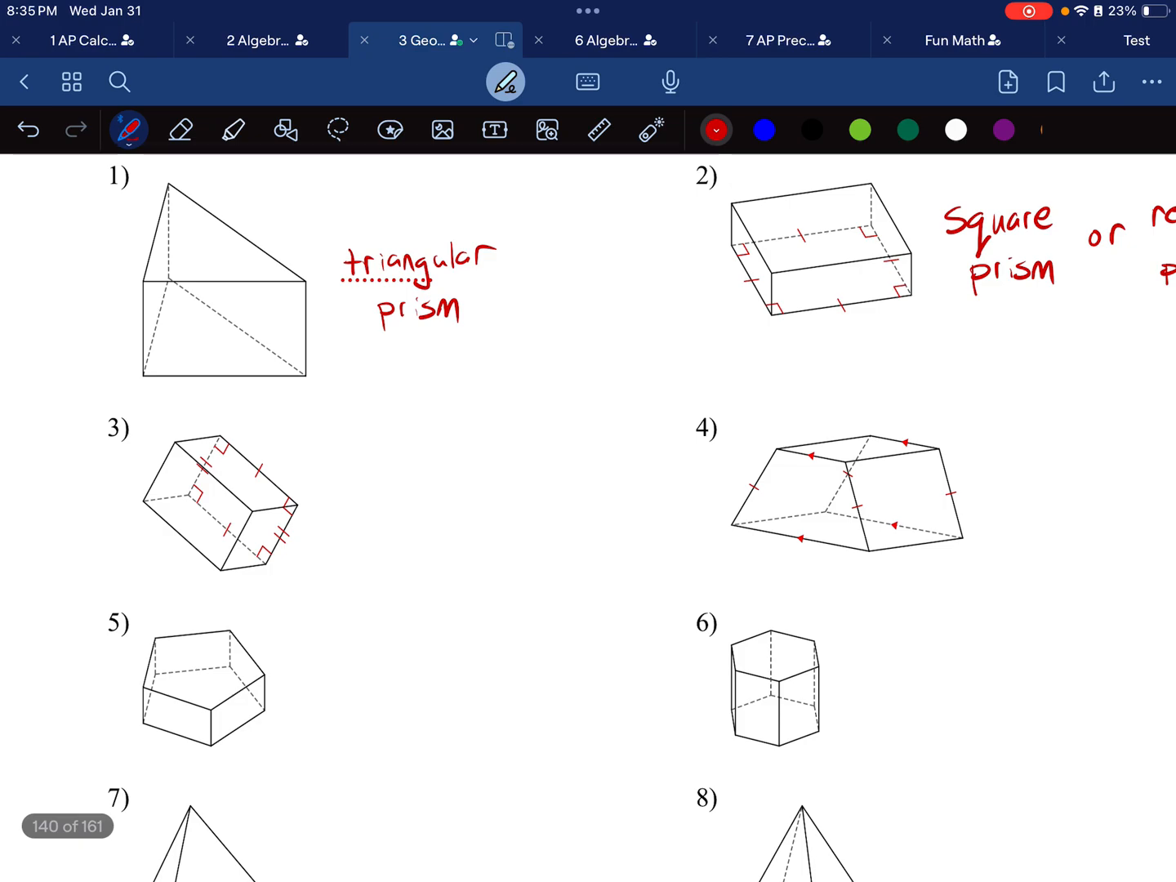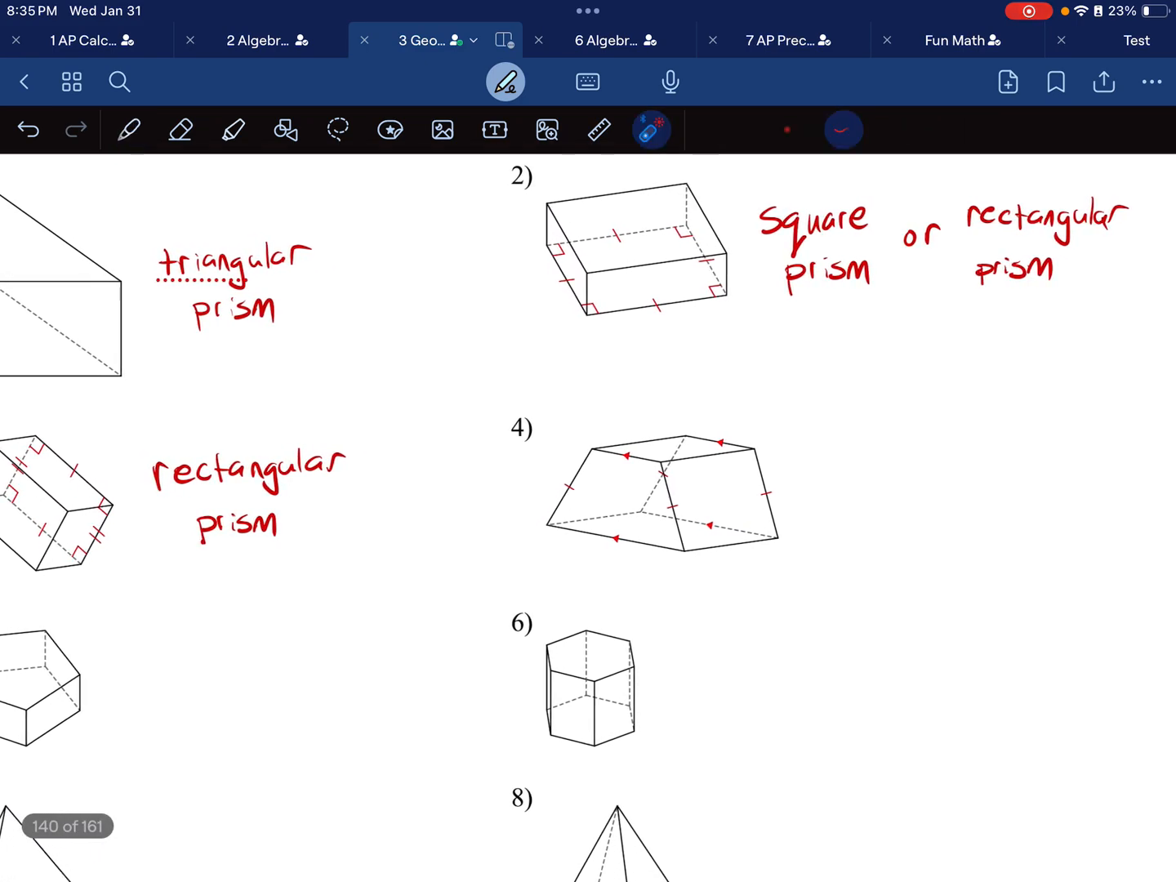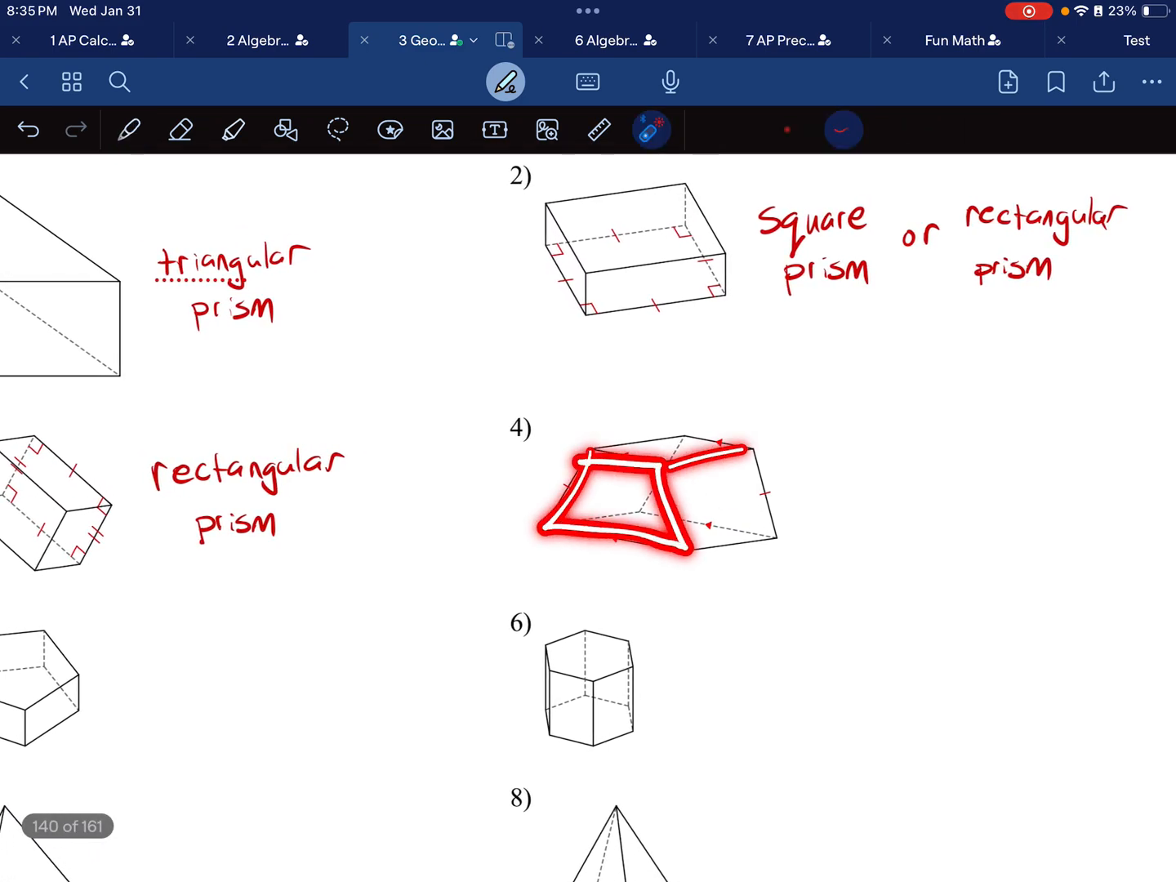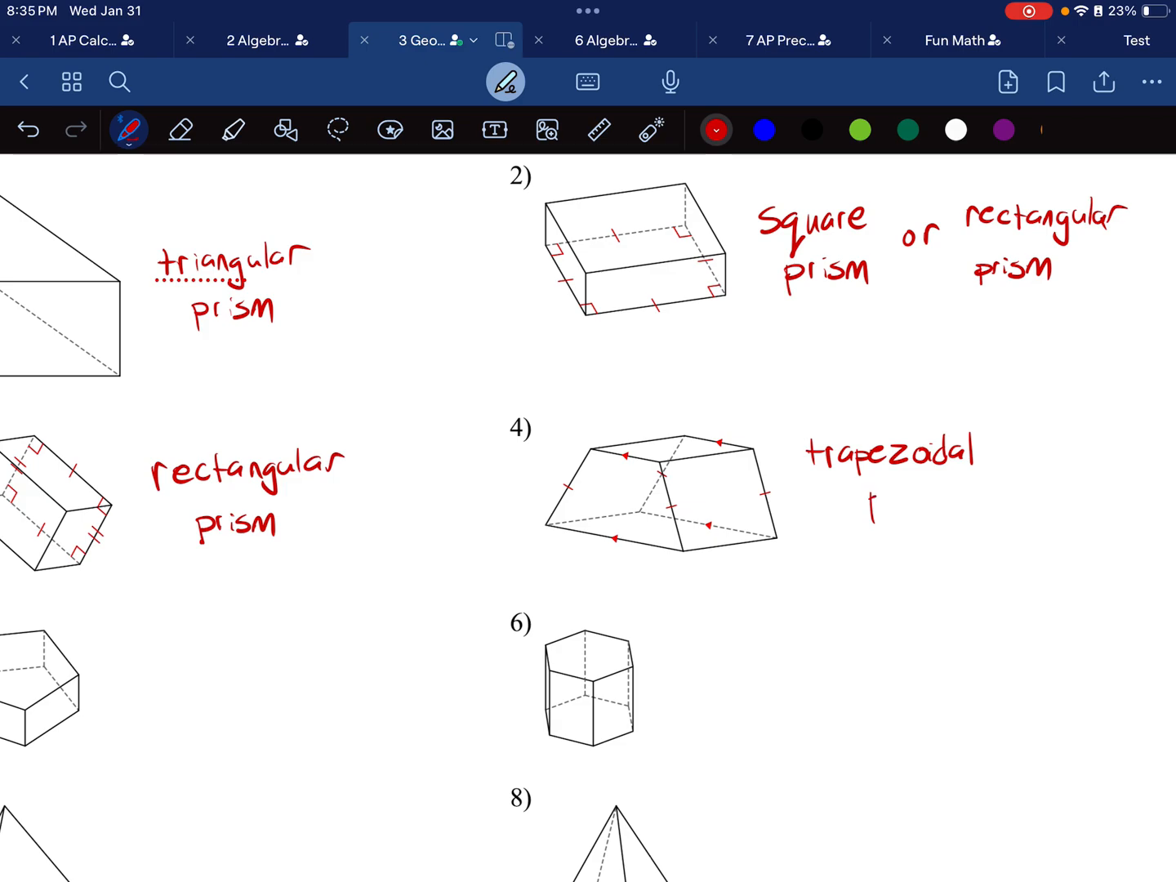This next one is definitely a rectangular prism because these two lengths are the same, these two lengths are the same, therefore we have a rectangular prism. Next we have yet another prism shape because we have some base shape, and then coming off of that we have these four parallel lines, and the base shape here is a trapezoid, so this is a trapezoidal prism.